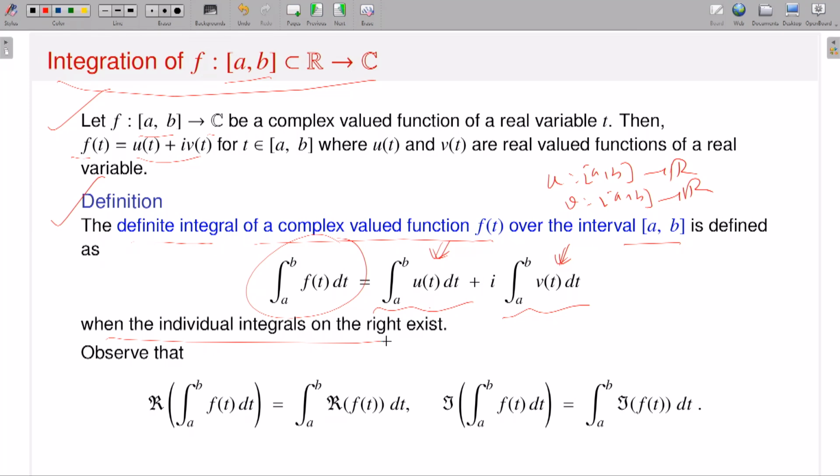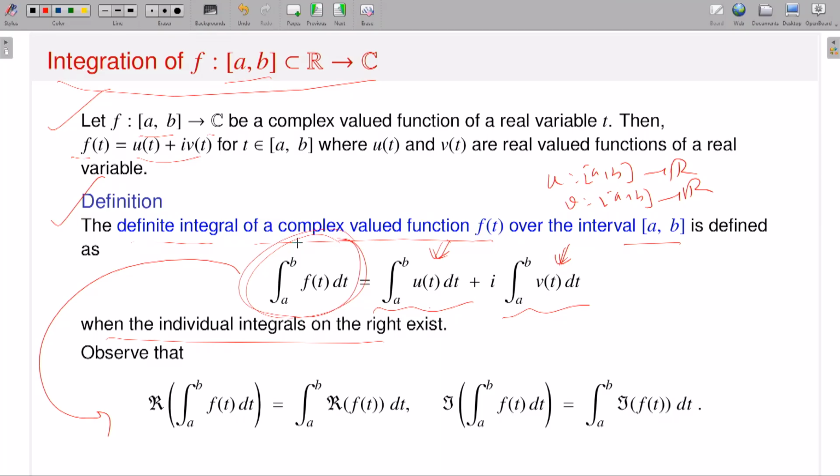If I consider a complex valued function from the interval a to b, first you write your f into two parts, u(t) + i v(t), where u and v are functions from the closed interval [a, b] to R. You know the meaning of the integral from a to b of u(t) dt and the integral from a to b of v(t) dt from your real analysis. Then I say that my function is integrable, and I define the integral from a to b of f(t) dt as the integral of u plus i times the integral of v, provided that both integrals exist.